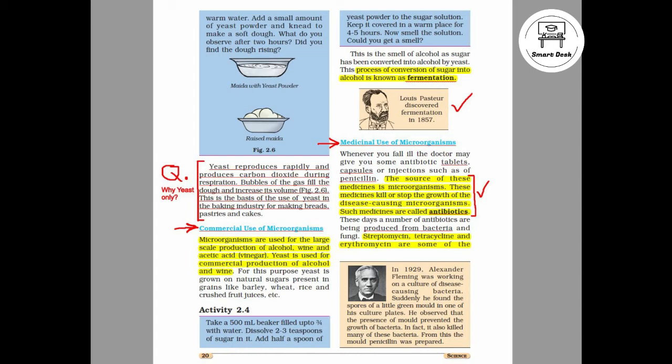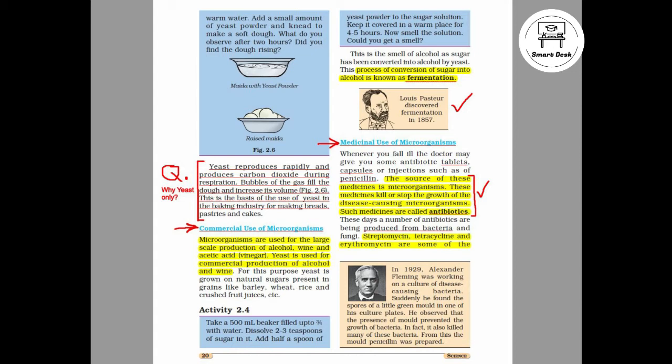Now, the next term that comes to us is fermentation. What is fermentation? The process of conversion of sugar into alcohol is known as fermentation. So the fermentation process is used while producing alcohol.